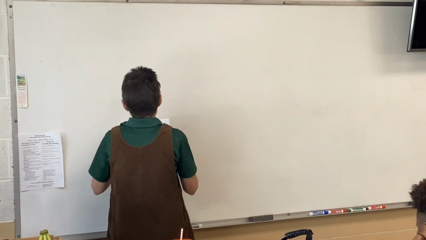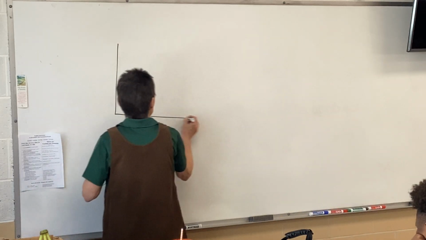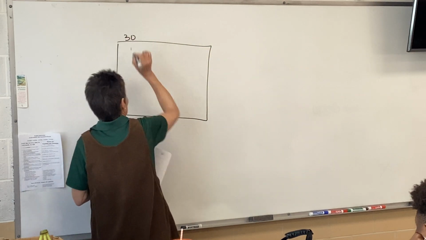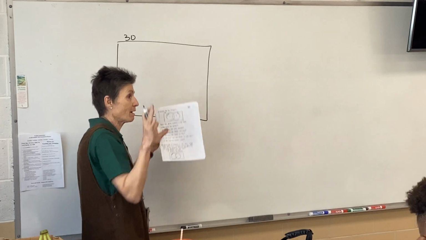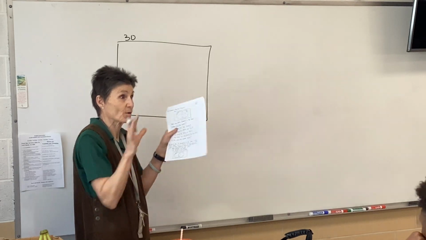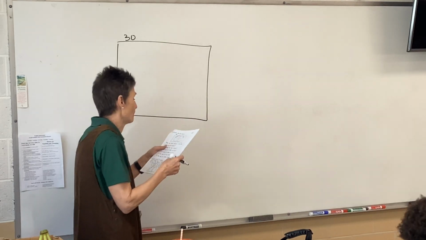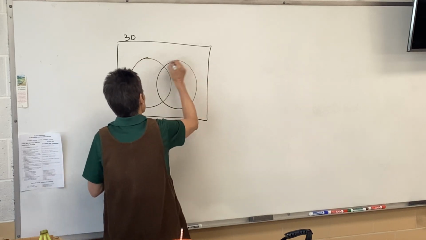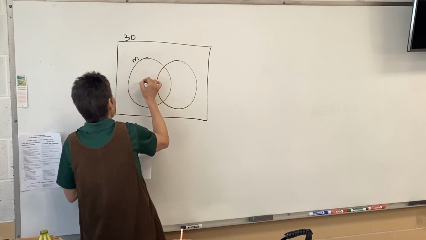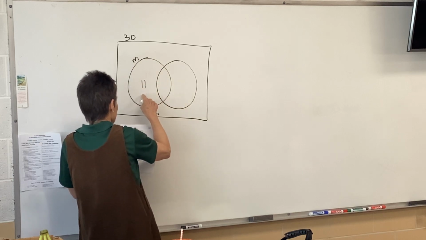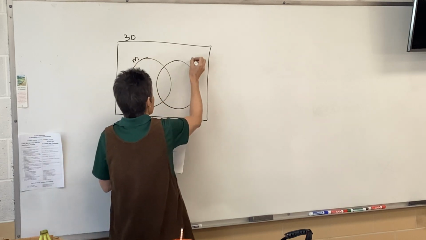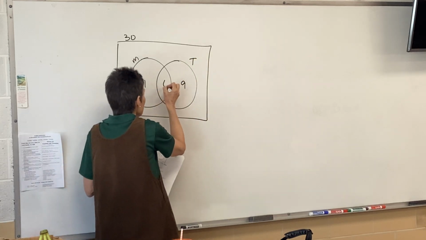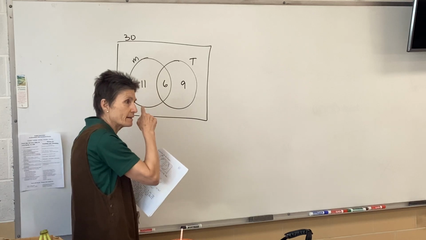Let's look at this Venn diagram. Okay, so here's what's happened. You've got 30 kids in the room. The box, we call it the universal set, it's everything. There's 30 kids in the room. We've taken a survey, and 11 of them like M&Ms, 9 of them like Twix, and what are those 6 right there? What do they like? Both.